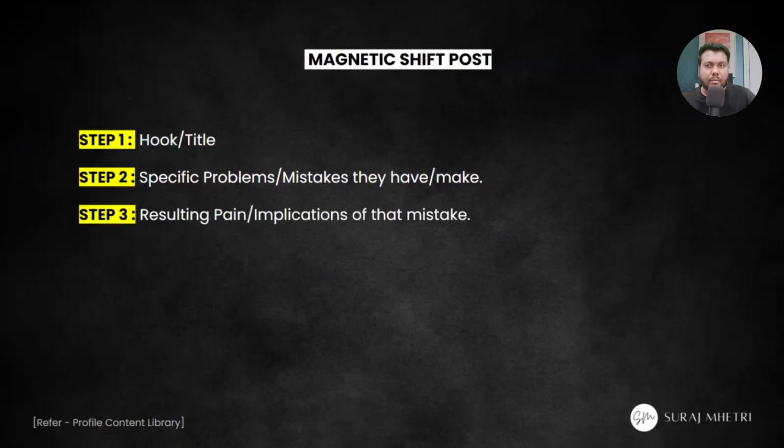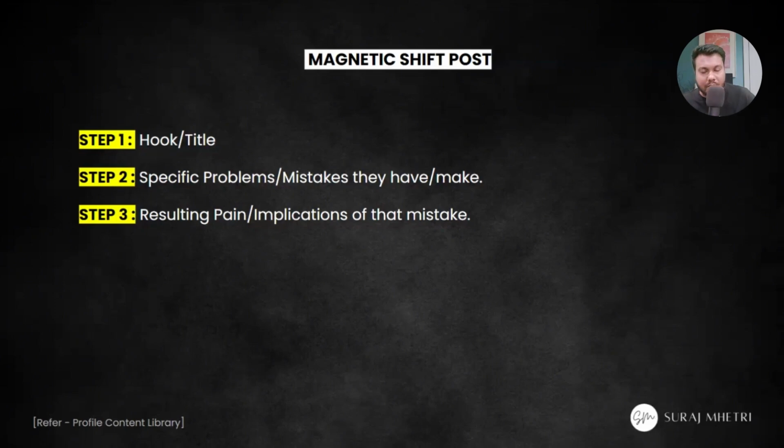Third one is the resulting pain or implication of that mistake. Once you identified and listed down or talked about the problems or the mistakes they face, then you are going to talk about the resulting pain. What are the pains of making those mistakes and having those problems? What are the consequences, the implications of making that mistake? The consequences they might not even be experiencing yet, but will eventually experience. Okay, what are the frustrations that arise from their making the mistake, right?